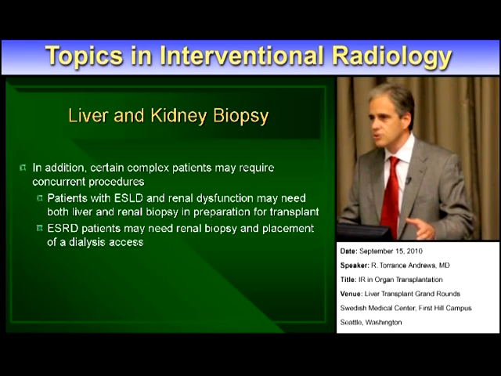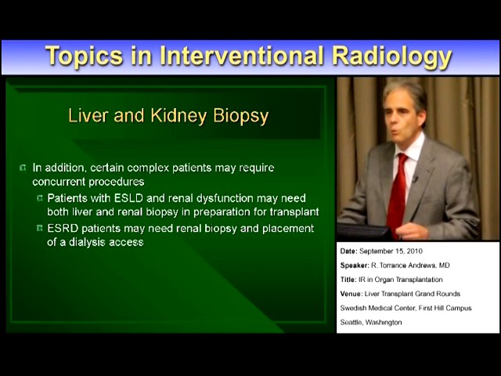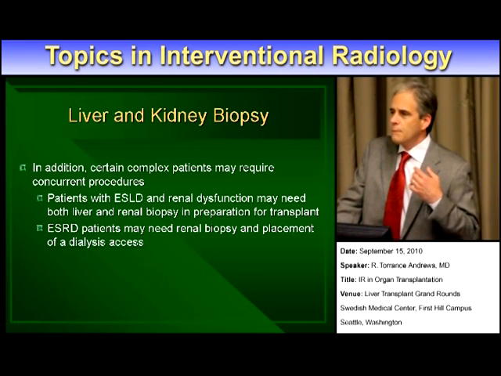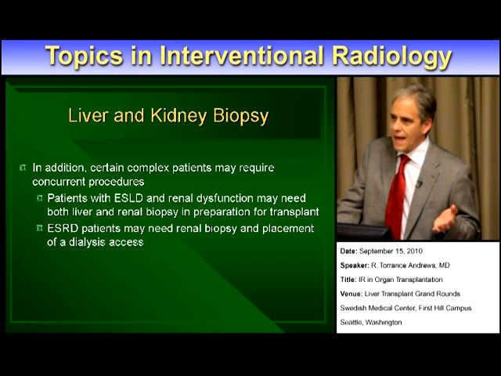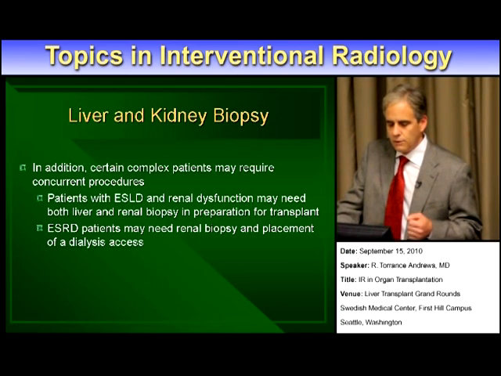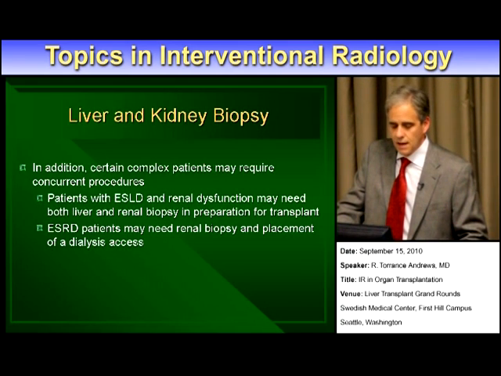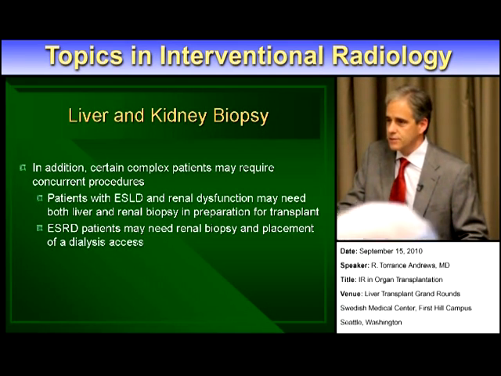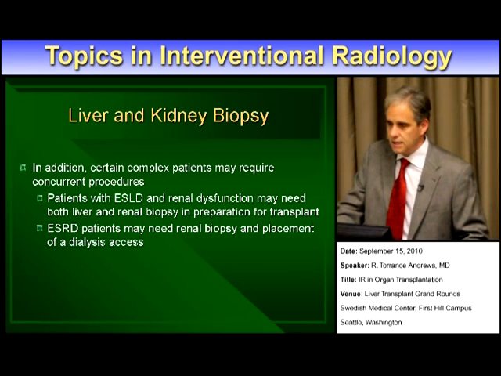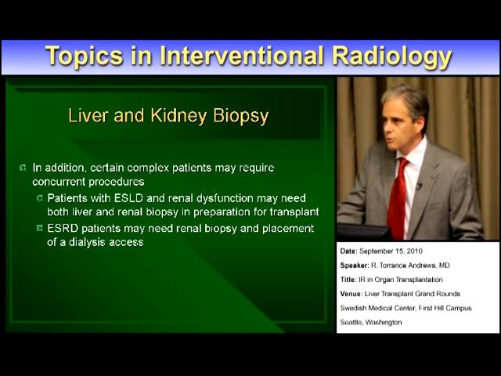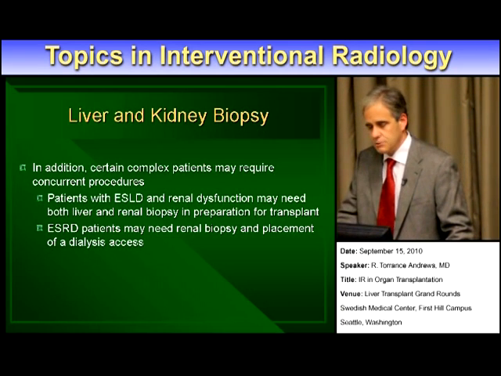In addition, there are patients who are complex enough that they need more than one thing done at the same time. Patients who have liver disease and are being considered for concurrent renal transplants will frequently have renal biopsies. And patients who have end-stage renal disease will often need a tunneled catheter or other vascular access device placed concurrent with their biopsy. So in those patients, we have the option of doing percutaneous biopsies.